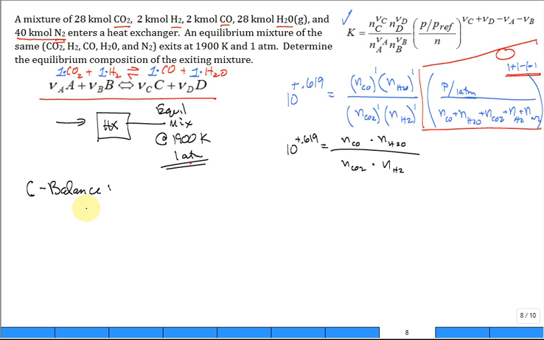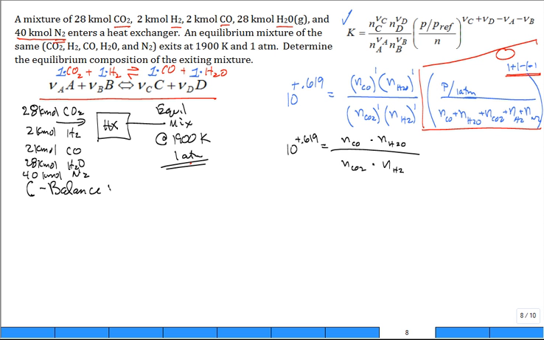Well, they told me I had 28 kilomoles of CO2 coming into the heat exchanger, 2 kilomoles of hydrogen going into the heat exchanger, 2 kilomoles of carbon monoxide into the heat exchanger, 28 kilomoles of H2O going into the heat exchanger, and then 40 kilomoles of N2. I didn't really sum them, but if you sum them, can you see that you get 100 kilomoles in? 28 and 2, that's 30, plus 40. So you have 100 kilomoles coming in. That's nice numbers. Makes it easy to do the math.